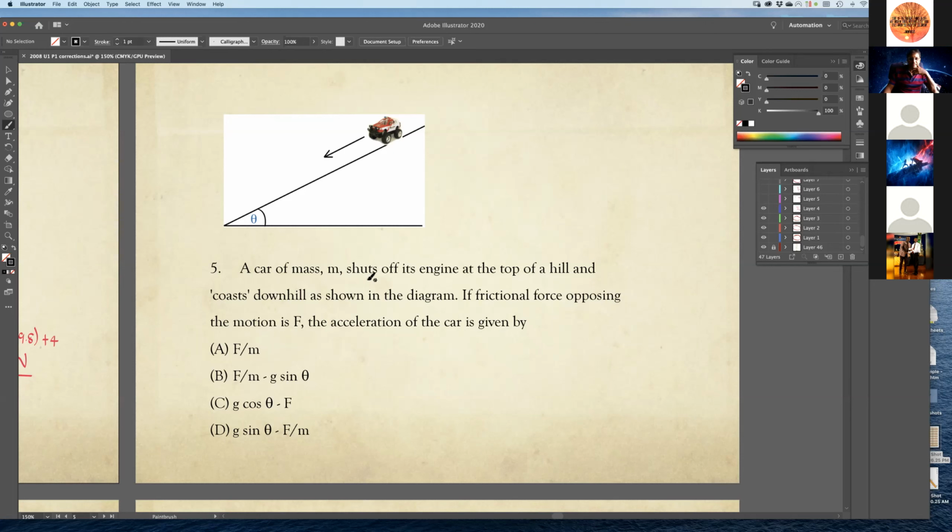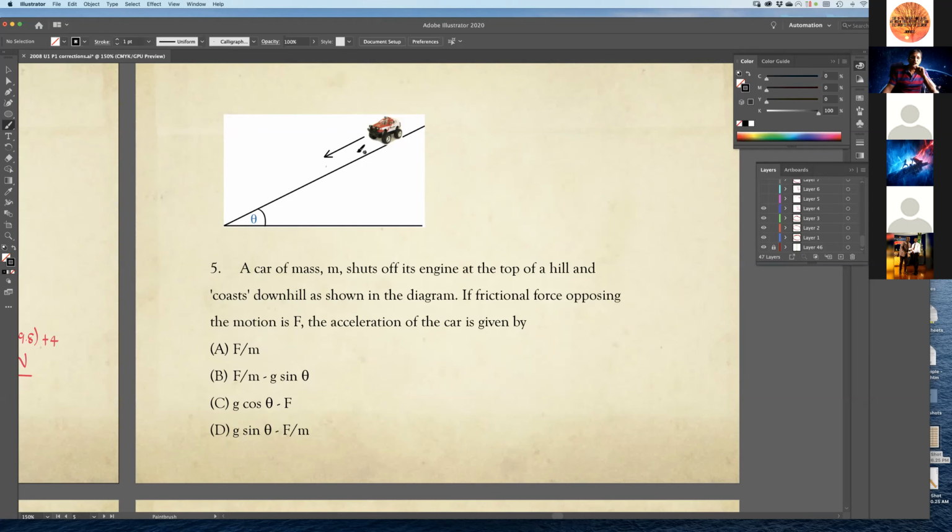A car of mass M shuts off its engine at the top of the hill and coasts downhill in a diagram. If frictional force F opposes the motion, the acceleration of the car is given by? So that's the question. I wrote up the answer, but basically, if the car is coasting downhill, the frictional force F must be acting up.